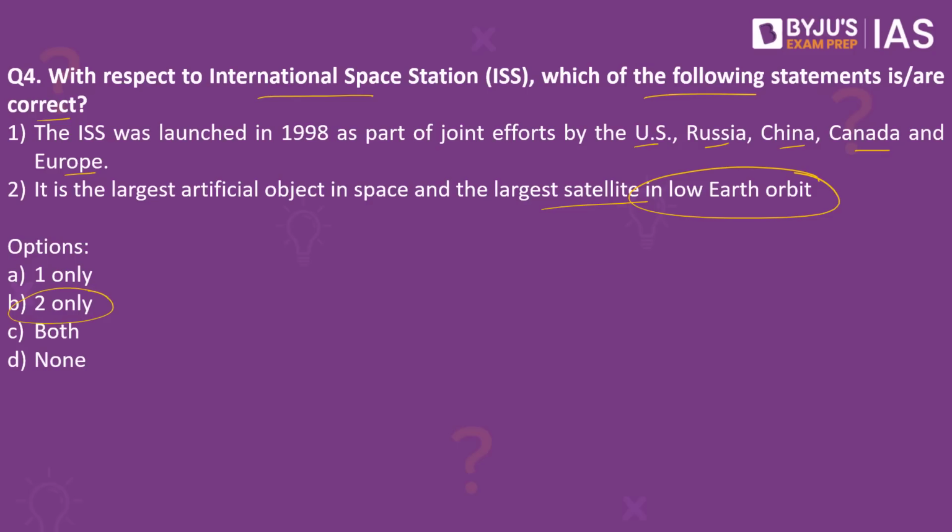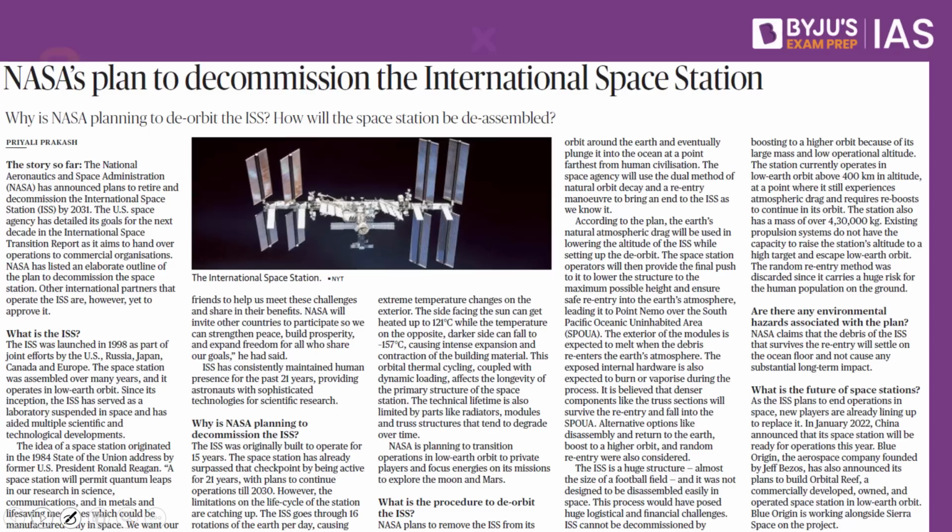Why? That is because yes, the ISS was launched in 1998 as part of the joint efforts, but it did not include China, but instead it had Japan in this particular operation. So the first statement is wrong, which is why the answer to this would be 2 only. Why have we taken this practice question? Because this article in The Hindu makes a mention of the International Space Station.